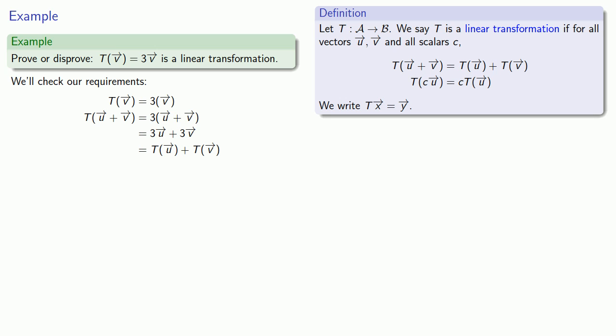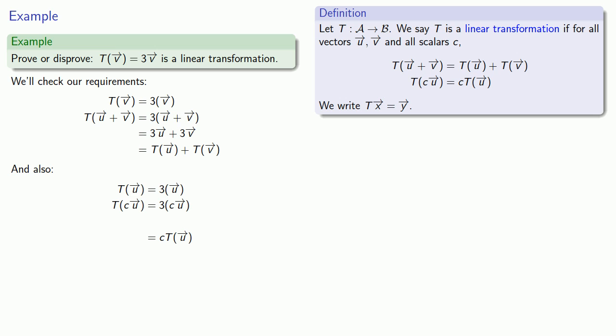We have to check the next requirement of the linear transformation, which is that T applied to a scalar multiple of u has to be that scalar multiple applied to the transformation of u. So again, let's write down what we want to start with, T applied to a scalar multiple times our vector u. That's our starting point, and our destination is c applied to the transformation of u. And as before, I know that T applied to u is 3 times whatever vector we start with. So T applied to cu is 3 times cu.